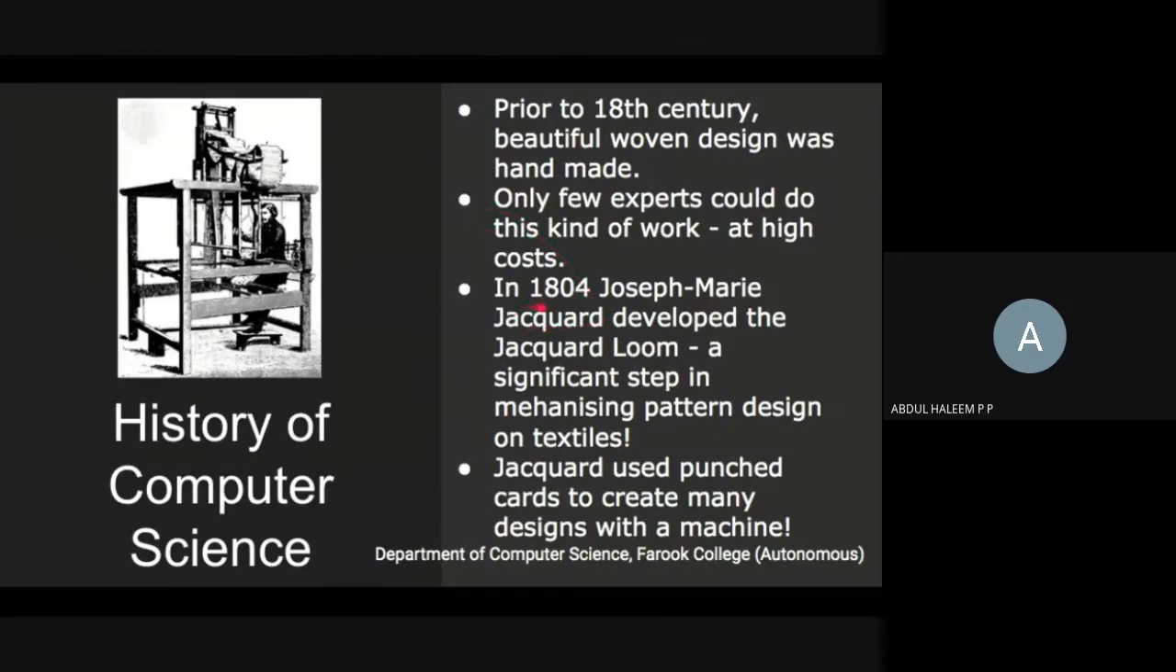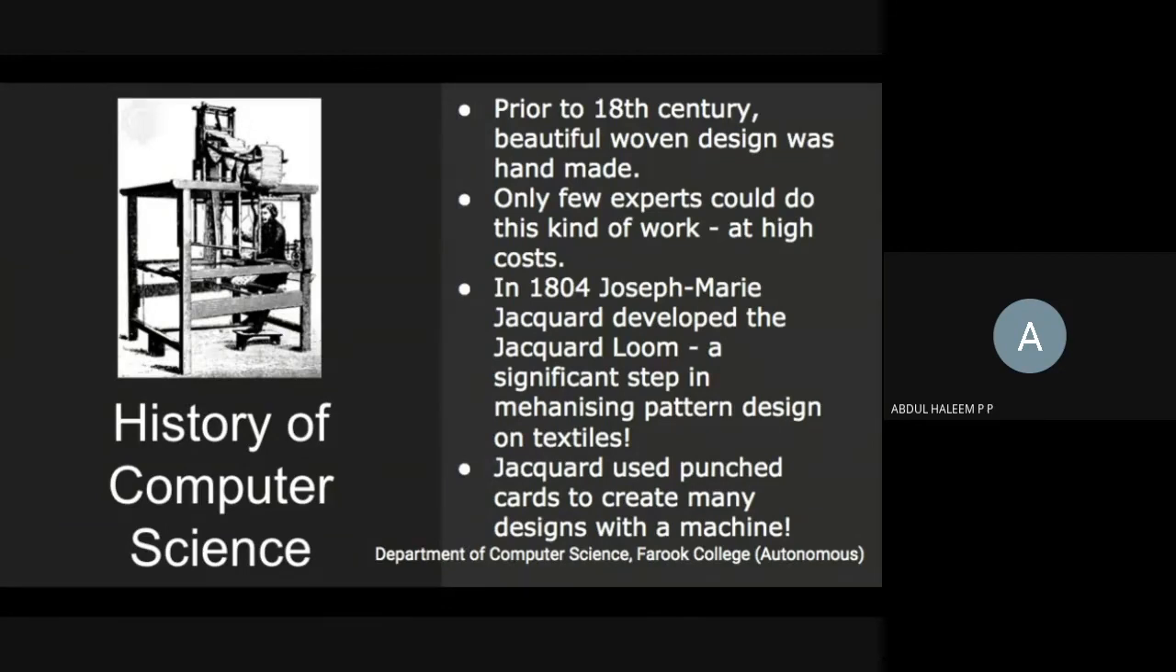Then in 1804, Joseph Marie Jacquard developed a machine called the Jacquard loom. This Jacquard loom has a nice concept of punched cards. In a punched card, you can etch a design. Then this punched card can be fed to the loom. The design in the punched card will be printed on the textile. A programmable loom. There is no need of a human expert. All you have to do is create different designs on punched cards, and you can use the same device for creating several designs.